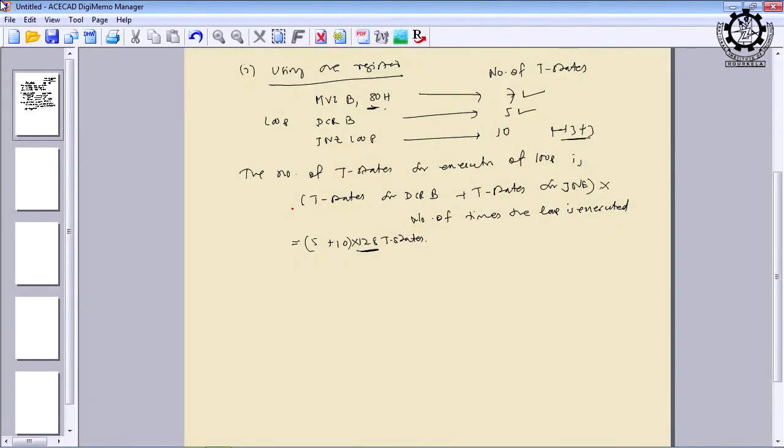So, how to find out the delay? This is the formula: the number of T states for execution of the loop, that is T states for the decrement B instruction and T states for jump not equal to, into the number of times the loop is executed. But how to know the number of times the loop is executed? You can see what value is available in register B. So, B is loaded with 80H and its decimal value is 128. So, 128 times these two instructions will be executed. Decrement B and jump not 0 will be executed 128 times. So, finally, we get 5 plus 10 into 128. But what about the instruction which is available outside the loop?